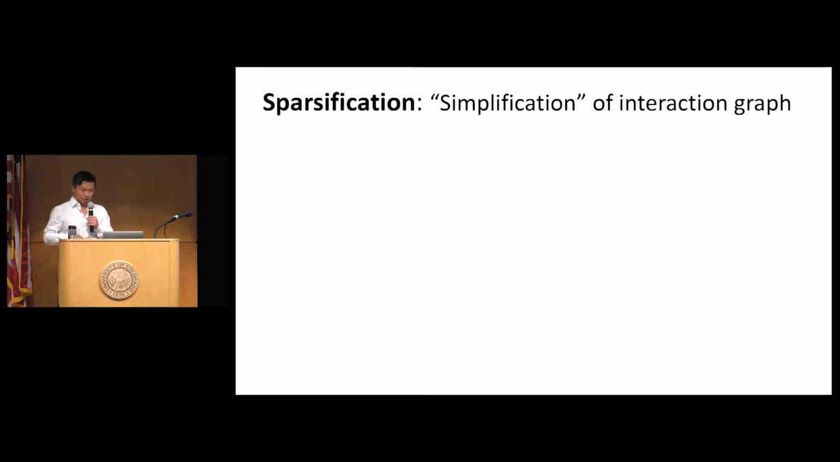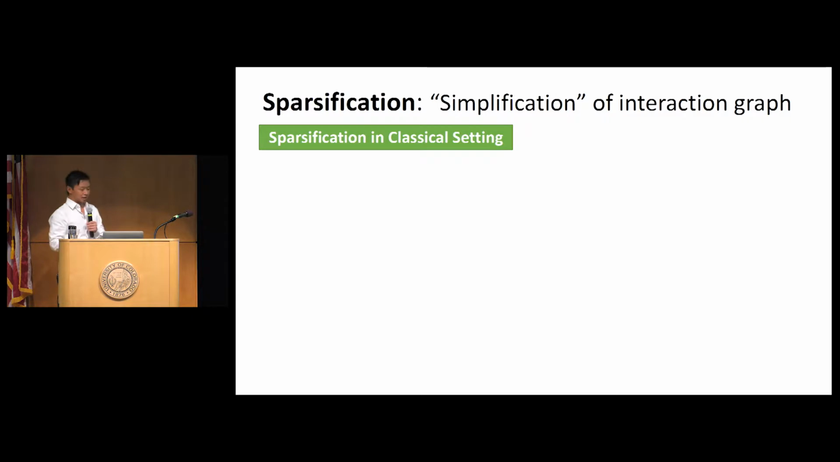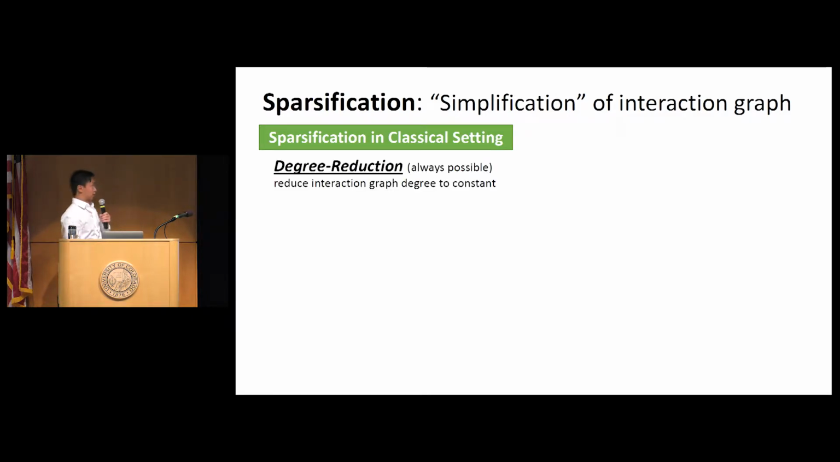So our work initiated the study of the resources required for simulation by considering the notion of sparsification. And this is the simplification of the interaction graph in some sense. In the classical context, sparsification has two natural goals. One is degree reduction, and that's basically you want to reduce the interaction graph's maximum degree to some constant.